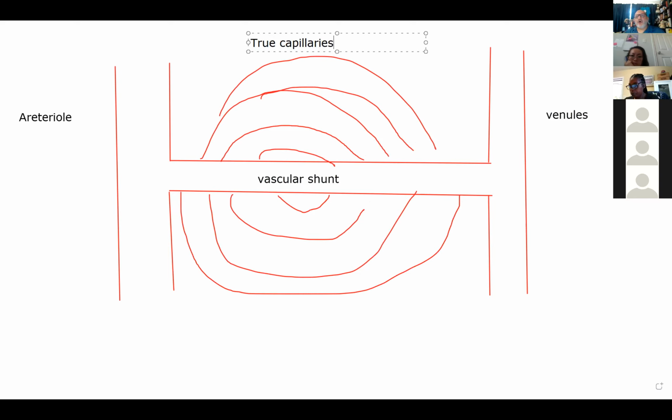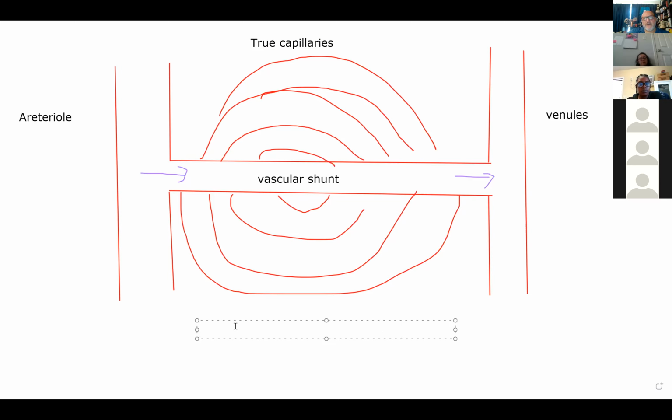Now, blood is always traveling from the arteriole to the venule through that vascular shunt. But is blood always traveling through your true capillaries? No. Why not? Well, what's the advantage of this structure? Let's start from there. What is the advantage of having this big, elaborate, true capillary bed? What does it give us?